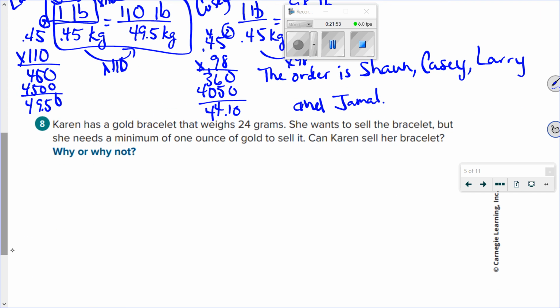Karen has a gold bracelet, weighs 24 grams. She wants to sell the bracelet, but needs a minimum of 1 ounce of gold to sell it. Can she sell her bracelet? This is the easiest one in the world, because they told us what? 1 ounce is how many grams? What's our conversion factor?